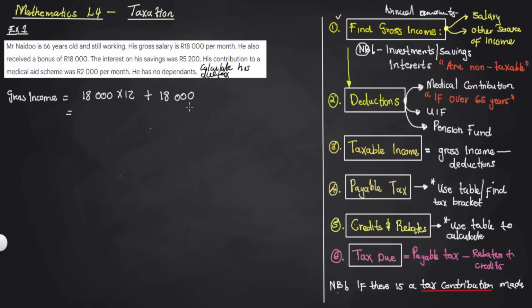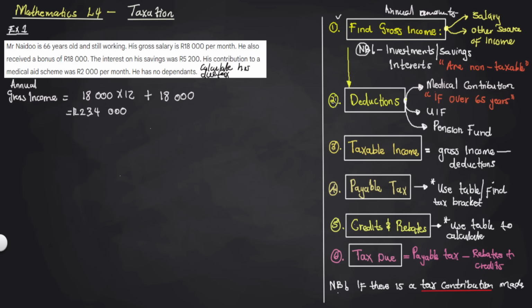Let's find the total value, the total gross income. 18,000 times 12 plus 18,000. Okay, it's total 234,123. So this is the annual gross income. We need to calculate the annual gross income. That is what I mean by we work with the annual amounts. So I'm not including that investment because it's non-taxable.